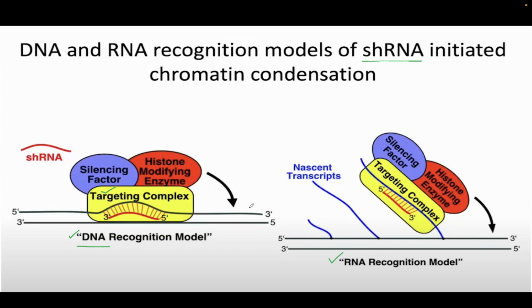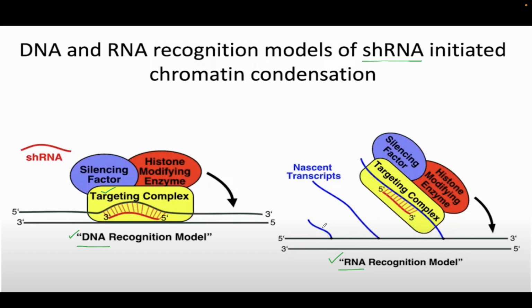Okay, but this happens during replication, but here we are talking about RNA recognition. So what is RNA recognition? In the RNA recognition model, the shRNA cannot interfere with the RNA during the transcription process, and to suppress the gene of interest in the RNA recognition model, it needs to be expressed first.